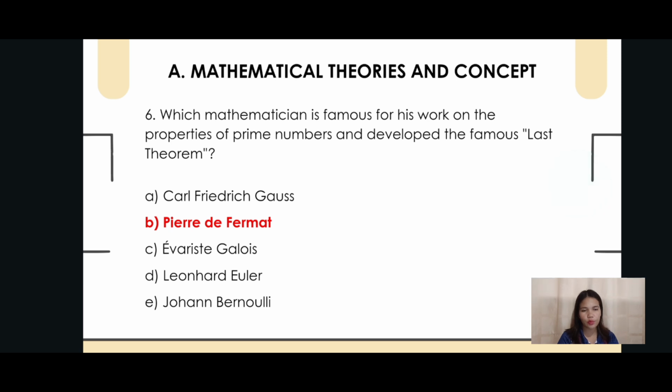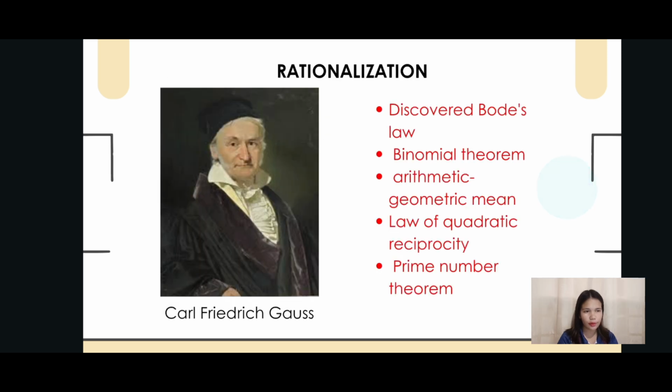He is known for his work in number theory, including Fermat's last theorem, and for his contributions to the foundations of calculus. He is also considered the founder of modern number theory. Pierre de Fermat's life, mathematical discoveries, and lesson summary. So, Carl Friedrich Gauss.